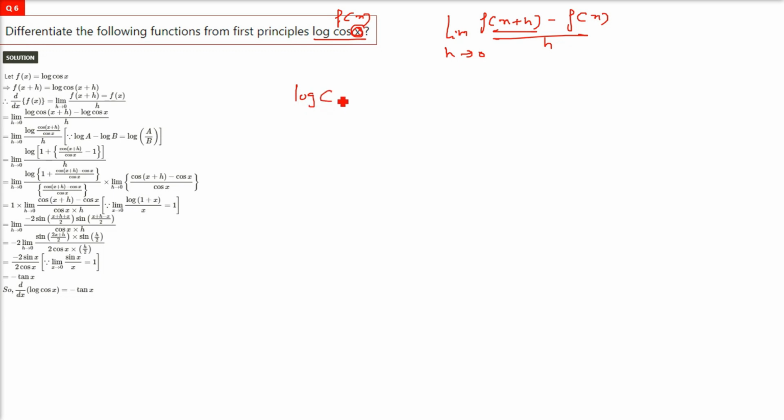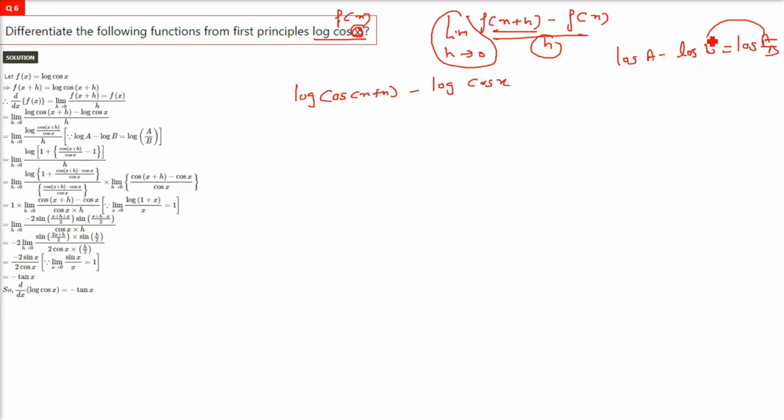We have log cos(x plus h), because we have to put x plus h, minus f(x), that is log cos x, divided by h, and limit h tends to 0. So these two we are going to use wherever required. Let us see the numerator first. In log, we know the property log a minus log b is nothing but log a divided by b. You can also call it log x minus log y is equal to log x by y. So let us write it as log cos(x plus h) divided by cos x.